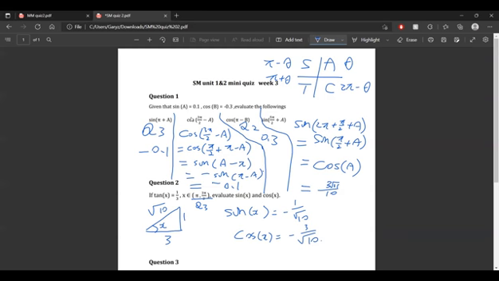And for cosine of pi minus b, that's just the second quadrant as well. And if cosine is negative in the second quadrant, negative times negative is positive, so we get 0.3 here.